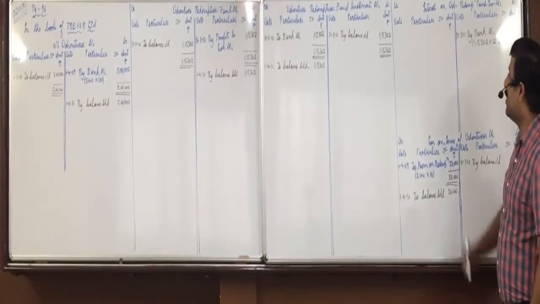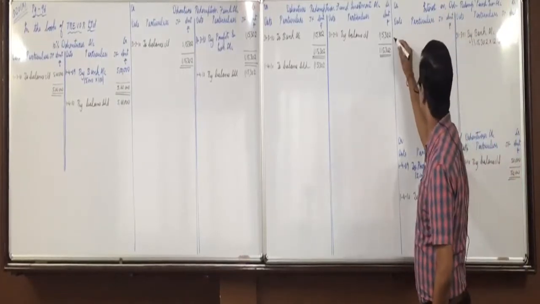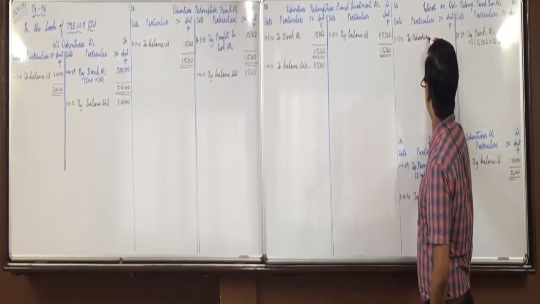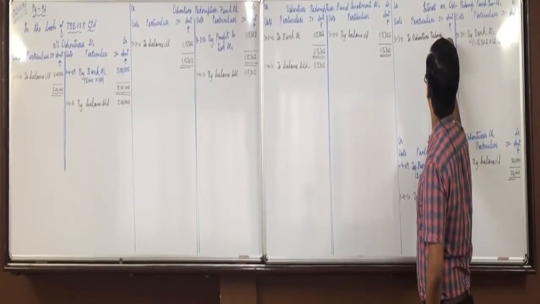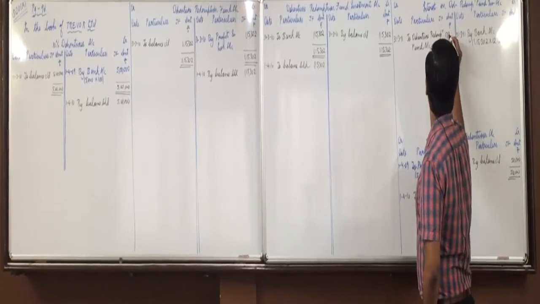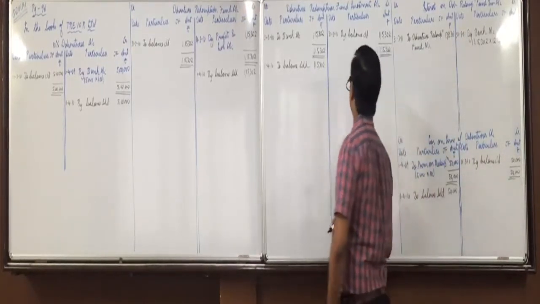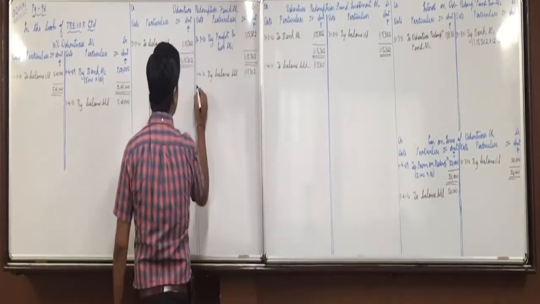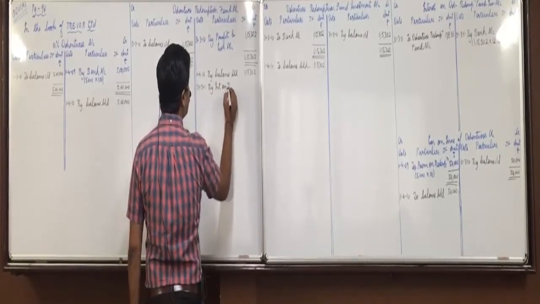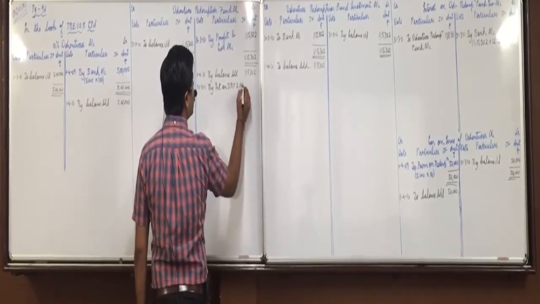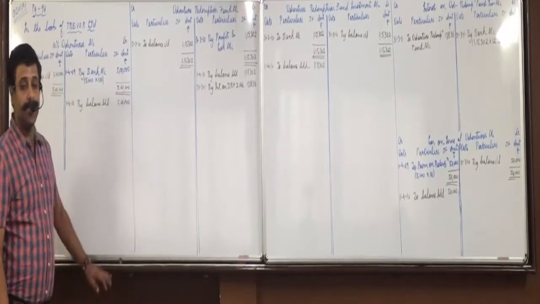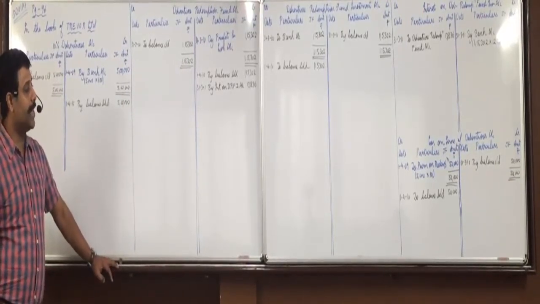Debenture redemption fund. Correct. Interest account debit to debenture redemption fund. So interest account debit side to debenture redemption fund account, 13,836. And in debenture redemption fund account on credit side, by interest on debenture redemption fund investment account, 13,836. Is anyone clear with this? Any doubts up till here?